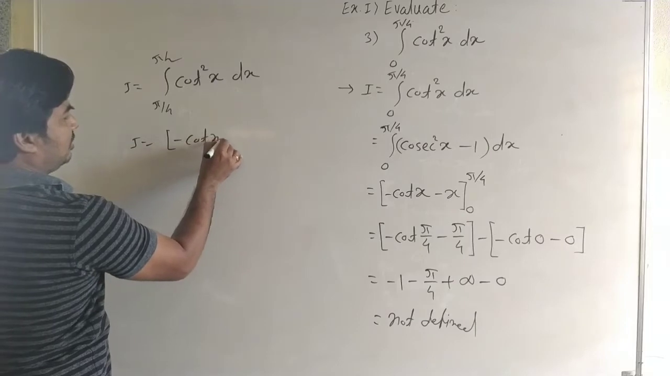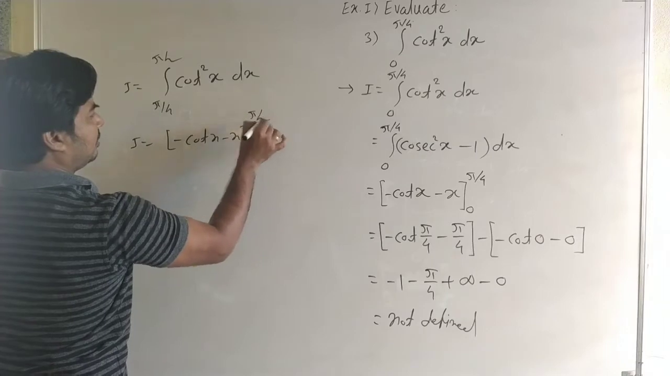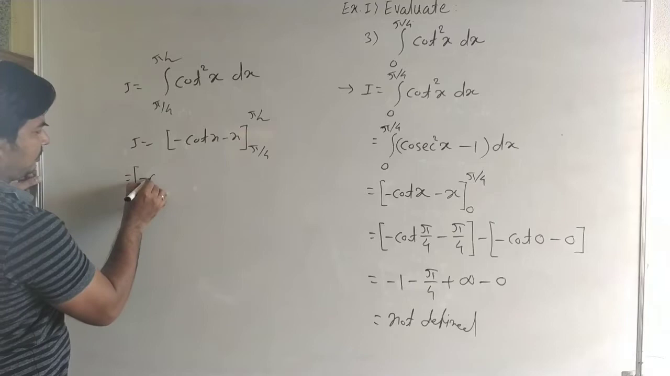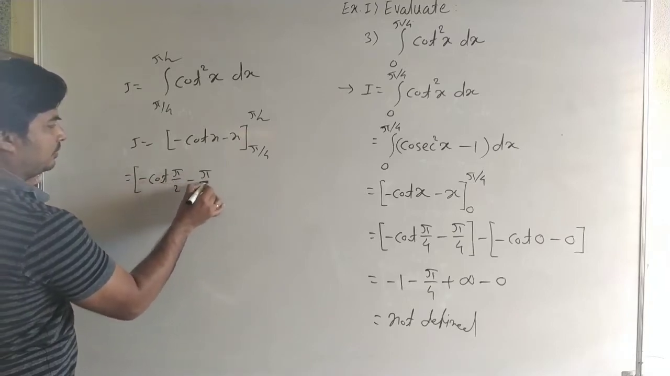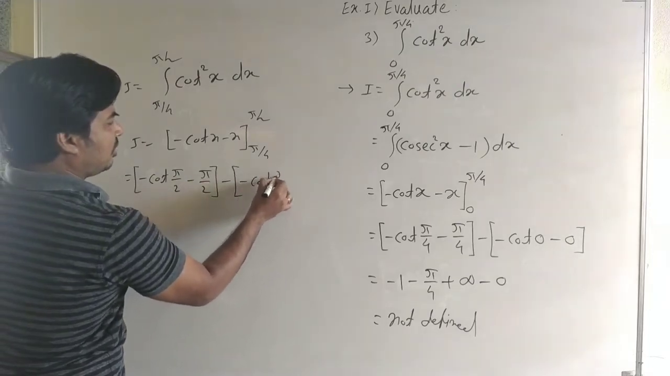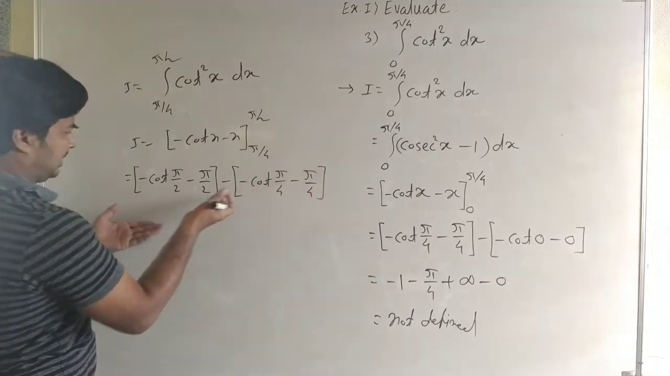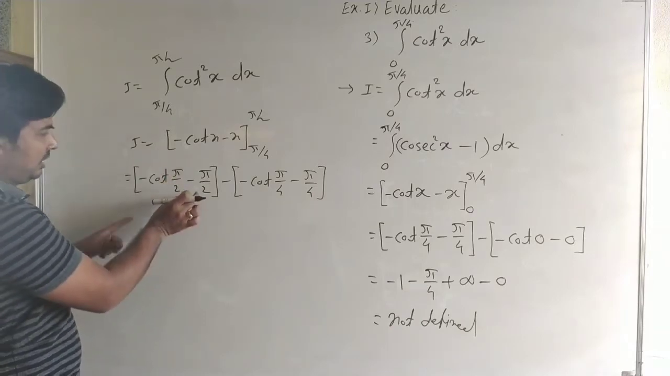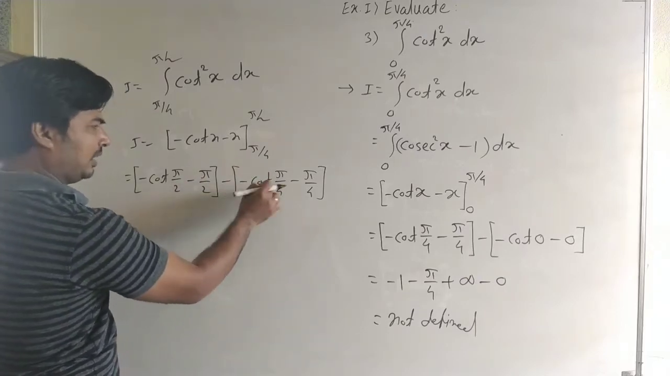Integral of cot square x dx is minus cot x minus x, from pi by 4 to pi by 2. Then it is minus cot pi by 2 minus pi by 2, and minus cot pi by 4 minus pi by 4. Then in the calculation, cot pi by 2 is 0, so here it is minus pi by 2, minus, and again the answer comes out to be -1.